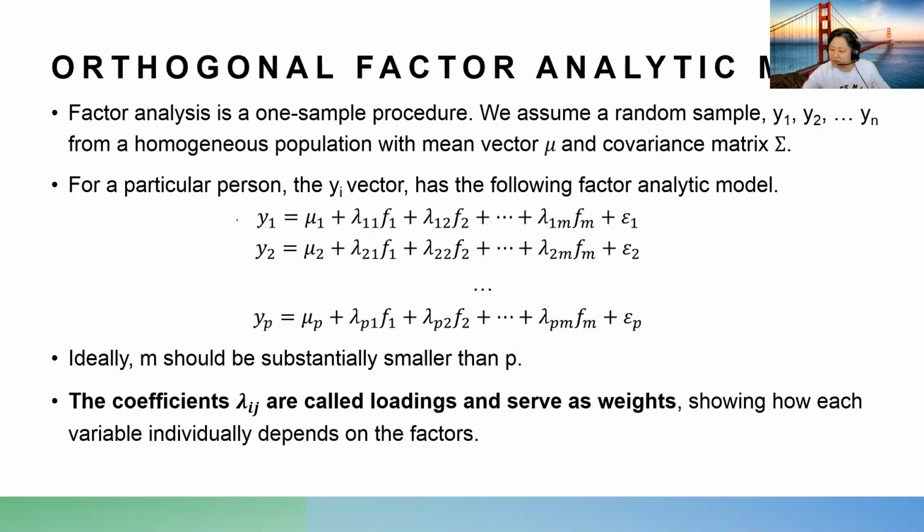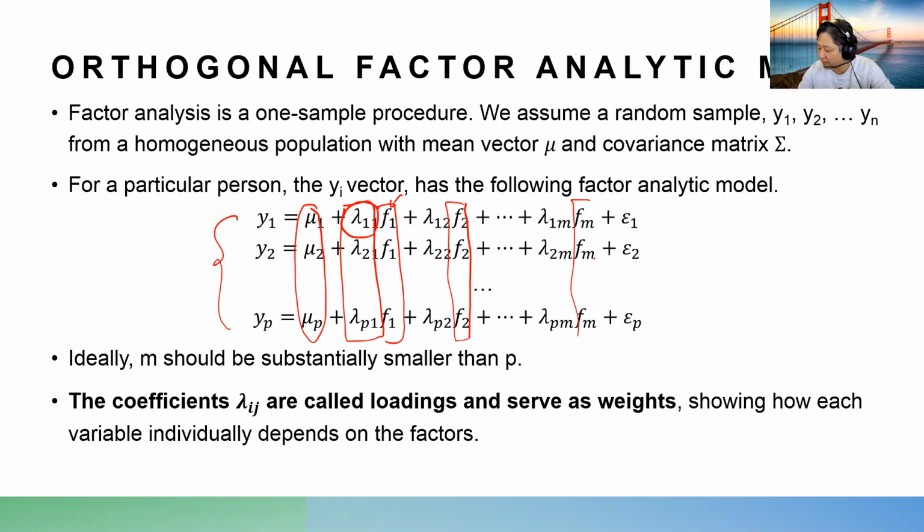So this is the basic formula of the orthogonal factor analytic model. Mu is the intercept. This is very similar to the regression model, right? So this is the intercept, and then these are factor loadings, and these are factors. In this case, we have multiple factors: factor 1, factor 2, and factor m. And these are the residual variance, the error term. The coefficients are called the factor loadings.